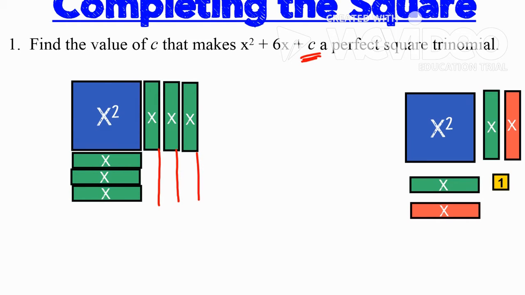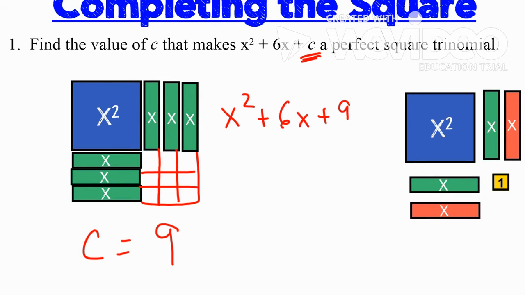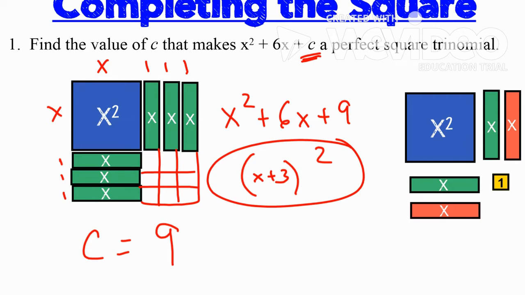So let's extend these sides and count them all up. So the answer is 9. I would need to put a 9 in this position here to create this as a factor times itself. Now remember how we found those factors, right? That's an x plus 3, that's an x plus 3, and there's our perfect square trinomial. Perfect square trinomial, perfect square factors.